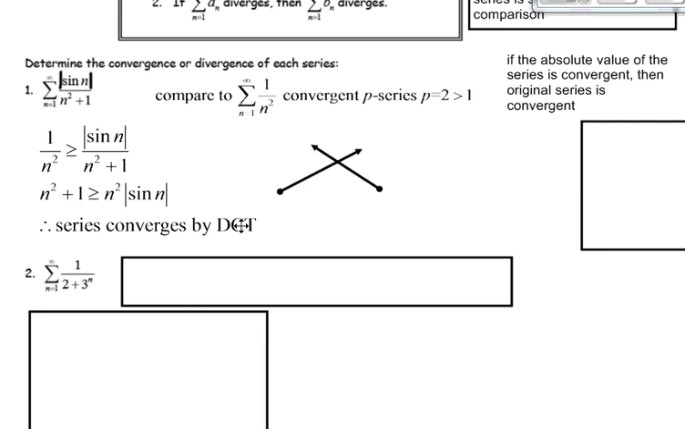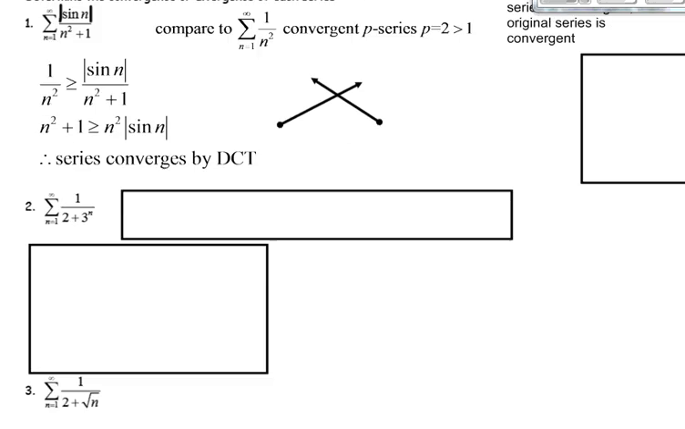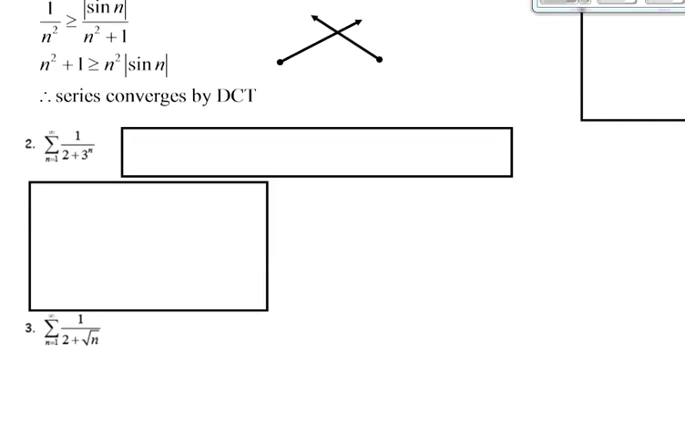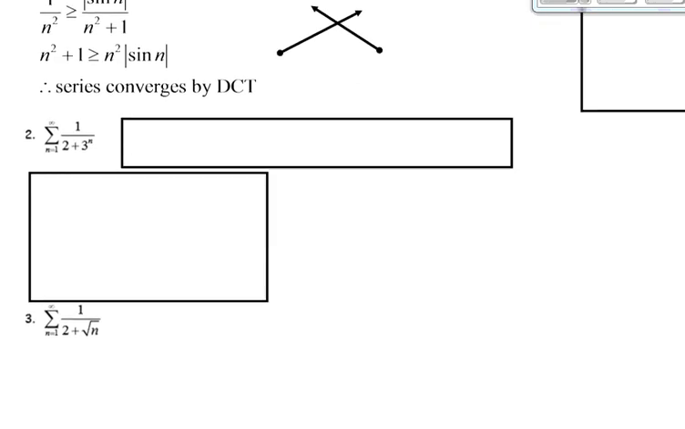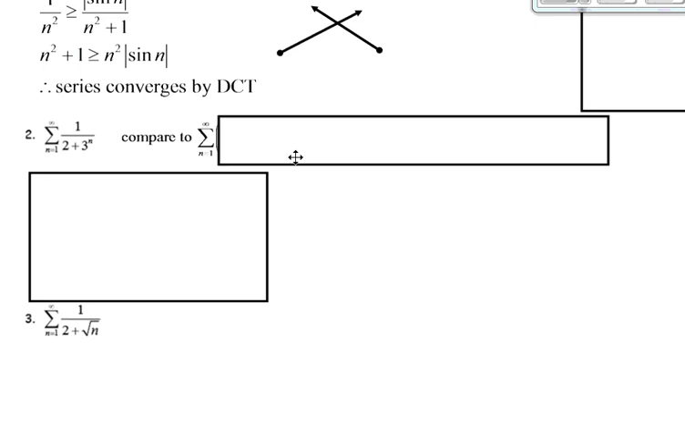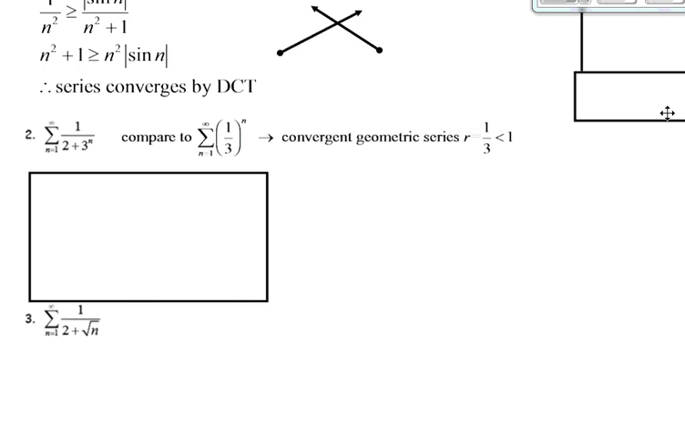Okay? All right, so we're actually going to do one more. We're not going to do the final one. We'll do that in class. So for number 2, we have 1 over 2 plus 3 to the n. Now, in most all the other examples, we've compared to p-series, but this one's actually going to be geometric. What we're going to compare this to is 1 over 3 to the n, which is 1/3 to the n, a geometric series where r is equal to 1/3, therefore less than 1, so it's convergent.